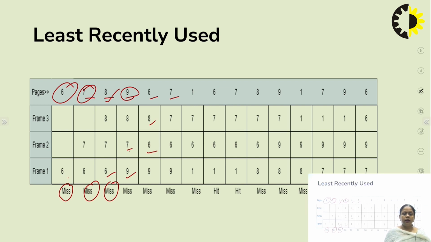So these are the different page replacement algorithms. I have discussed 3 page replacement algorithms: first in first out, optimal, and least recently used. In this way, we can find fewer page faults by using a page replacement algorithm.